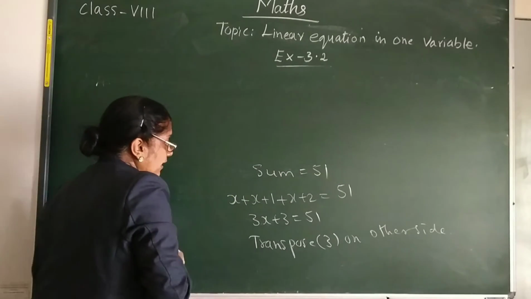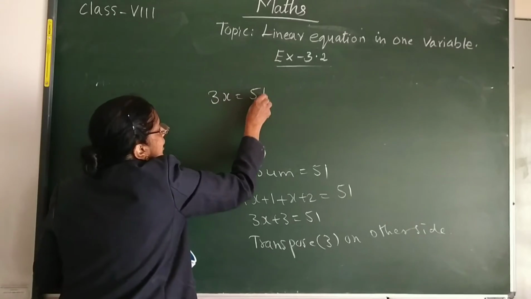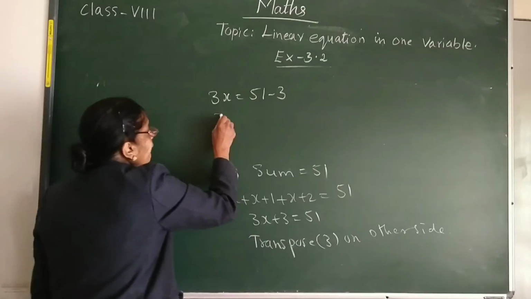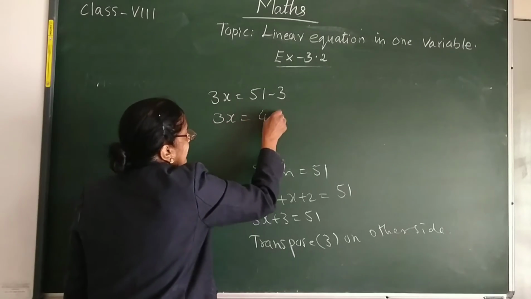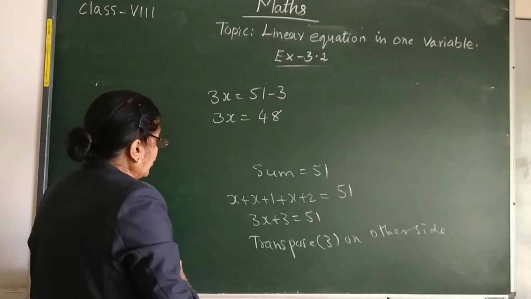So what will you get? You will get 3x is equal to 51 minus 3. How much is 51 minus 3? 48. 3x is equal to 48. Now again we want to find out the value of x.